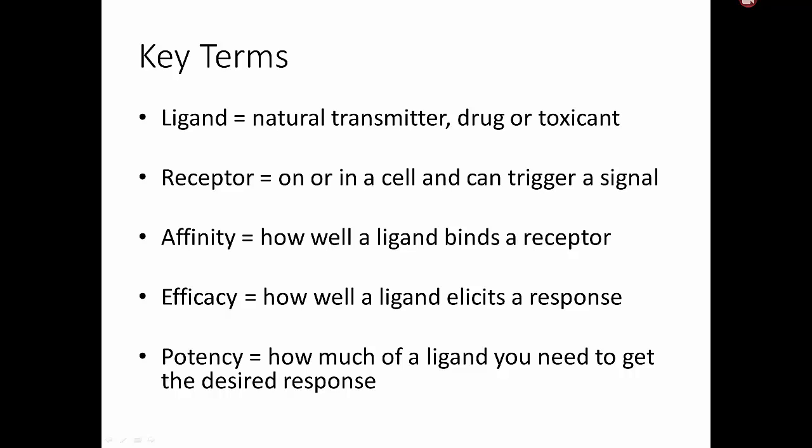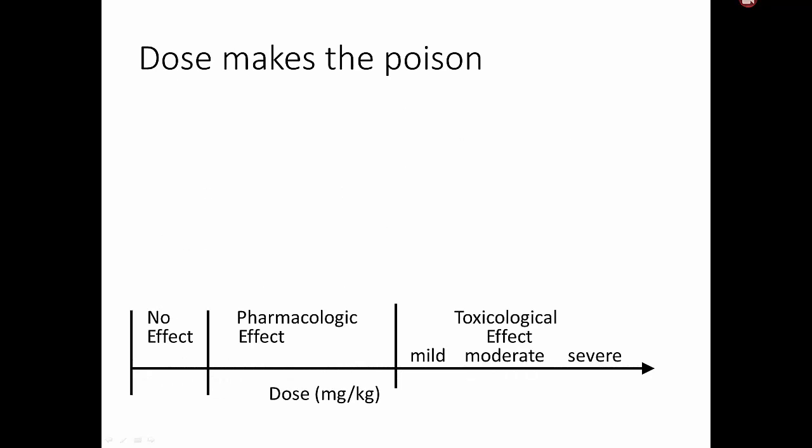Let's do a quick review of key terms we have covered. Ligands are chemicals which bind receptors, triggering a response. The response depends on the affinity, efficacy, and potency of a ligand. Affinity describes how well a ligand binds a receptor. Efficacy describes how well a ligand elicits a response. Potency is measured by how much of a ligand you need to get a desired response.